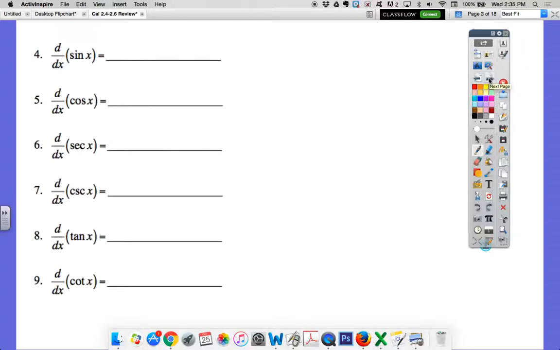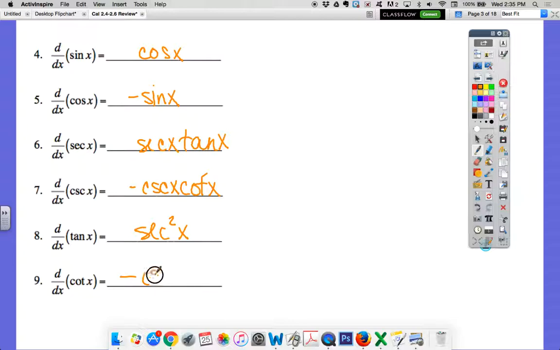Let's see here. If you go on, next part, you got to know your trig derivatives. So the derivative of sine is cosine. Derivative of cosine is negative sine. Derivative of secant is secant tangent. Derivative of cosecant is negative cosecant cotangent. The derivative of tangent is secant squared. And the derivative of cotangent is negative cosecant squared. Okay, so remember, if it starts with a C, your derivative is going to be negative. So that's your tip off.